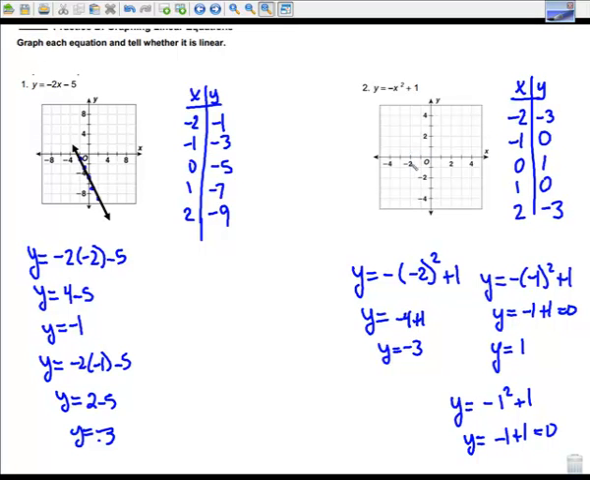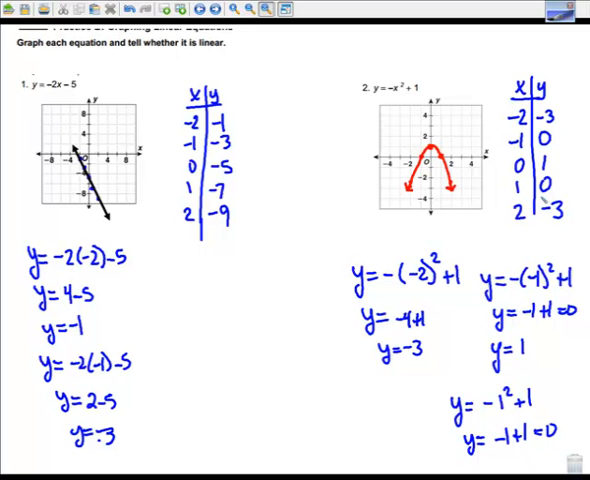So I have -2, -3, -1, 0, 0, 1, 1, 0, and 2, -3 again. So when I graph this, it's definitely a curve. And again, put arrows at both ends of your curve. So linear over here: x and y change at a constant rate. Not linear here: x is changing at a constant rate, but y is not.